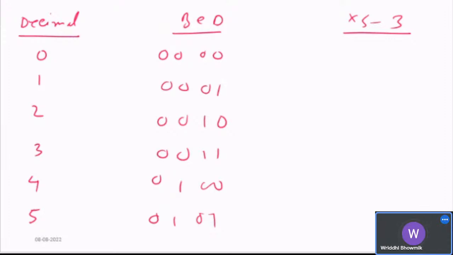Now what will you do? You will add 3. So for XS3, what do you have? 0011. When you add 3, what will happen? You have 0100. When you add 3 over here, you have 0101. When you add 3, you have 0110. When you add 3 over here, 0111. When you add 3 over here, 1000.